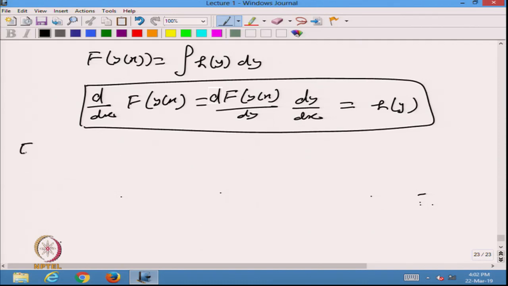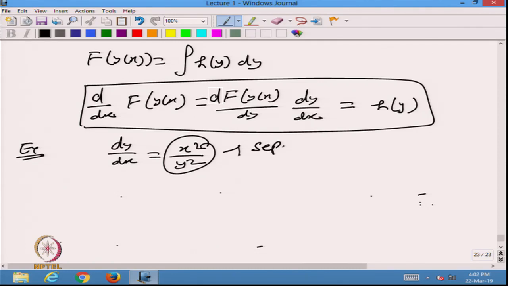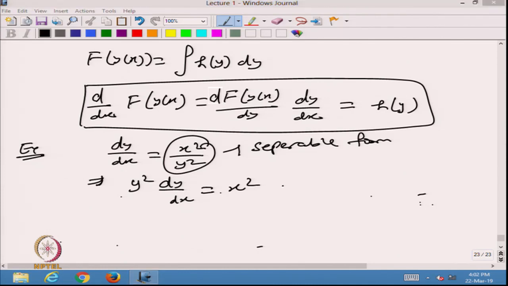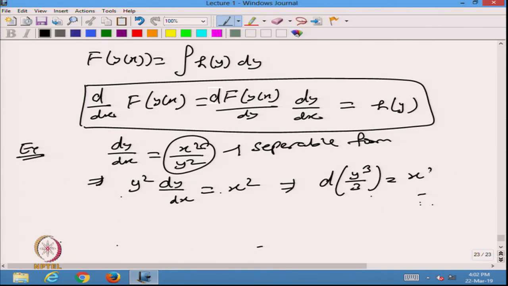Let us take one example, it will be more clear how to solve. I have a differential equation dy by dx is equal to x square plus y square. So, this is a nonlinear equation and this is a separable form. Now, I can take y square and multiply both sides by y square. So, I get y square dy by dx is equal to x square. Now I can write this one as d by dx of y cube by 3 is equal to x square.